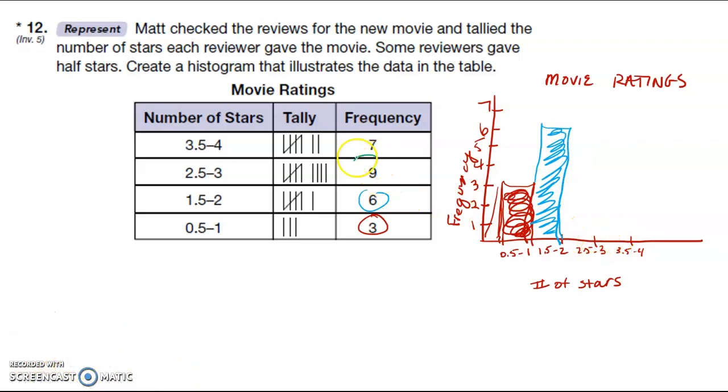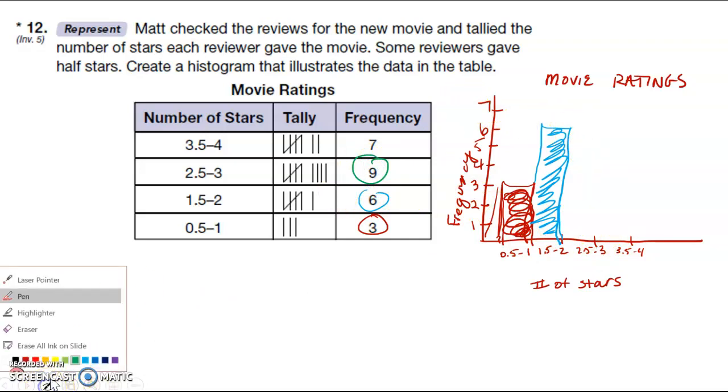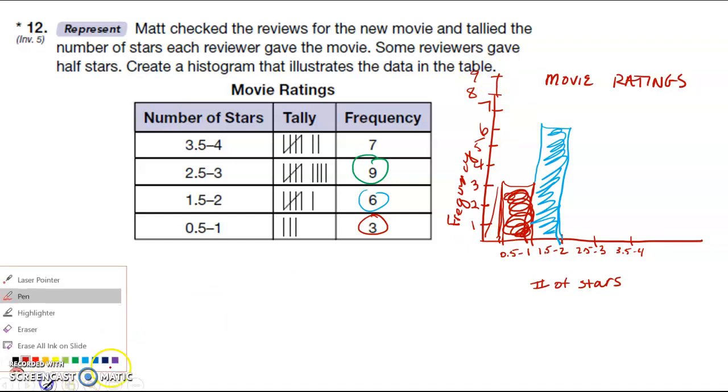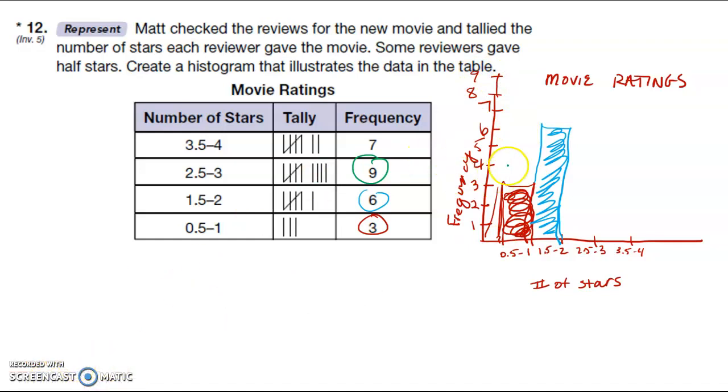2.5 to 3, I have 9. Oops, I didn't make my thing go all the way. 8, 9. My bad. You guys probably saw that beforehand. You're like, Mrs. Ross, don't do it. It's supposed to go to 9, and now it's in your title, and it's so ugly, Mrs. Ross. We can't handle it.